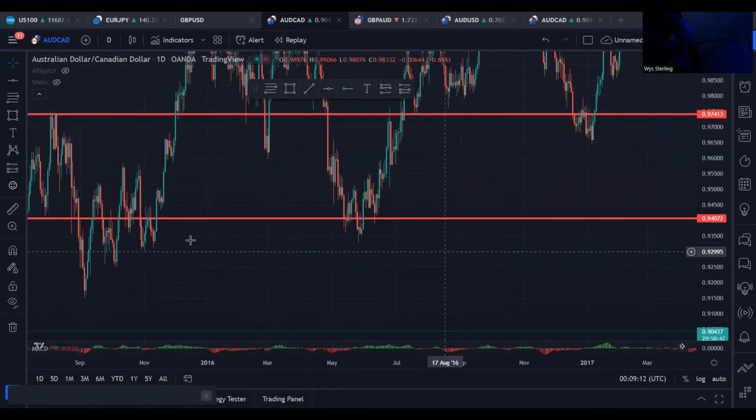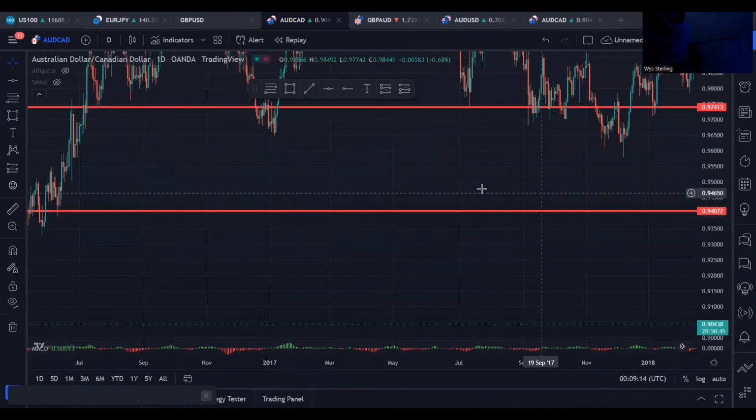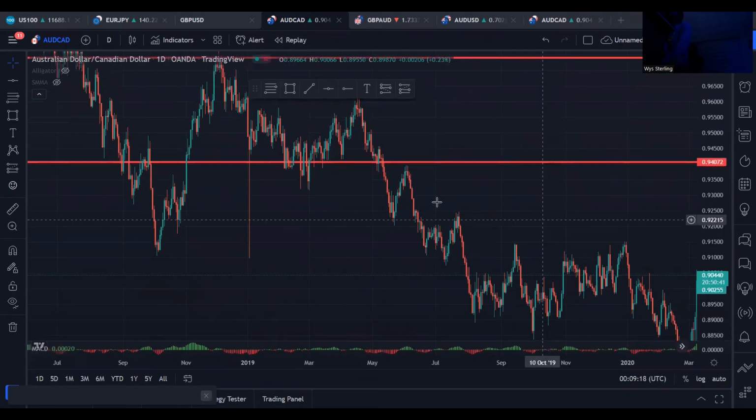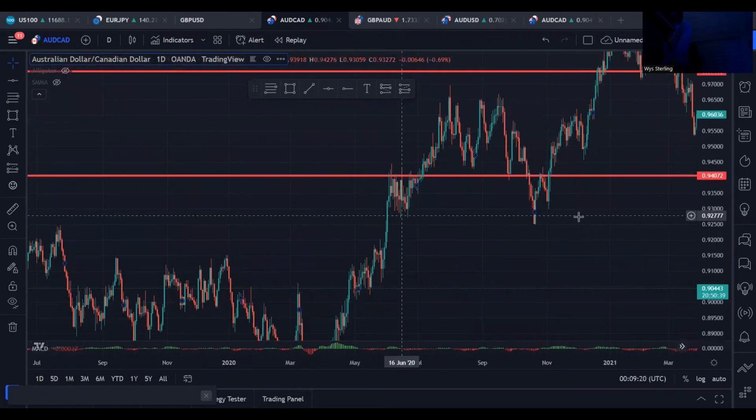That is how you draw your support and resistance. Make sure you have many touches. The more touches you have, the more valid the line is.